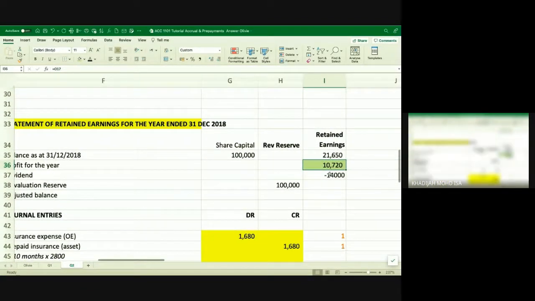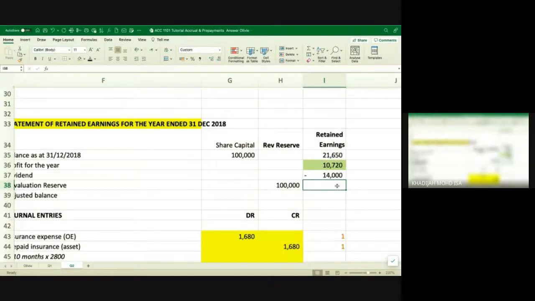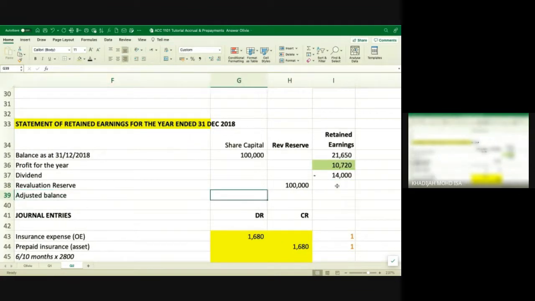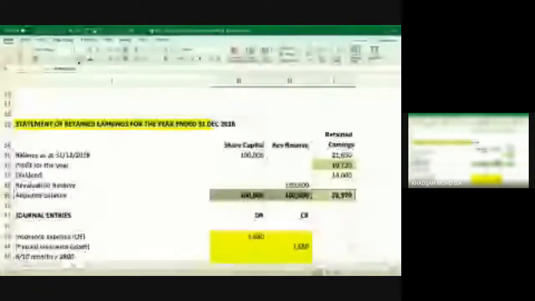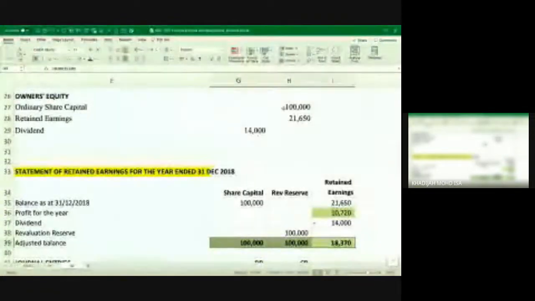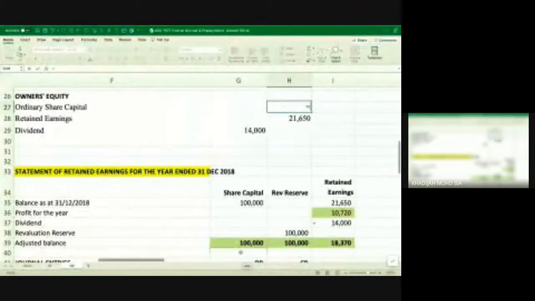And then you have a dividend of minus 14,000. Remember, dividend is always minus. And then you have revaluation reserve of 100,000. So now you want to have the adjusted balance. You just add the total from the top. So you have 100 here under share capital, you have 100,000 under capital reserve. This is the amount that we will transfer to your owner's equity here.